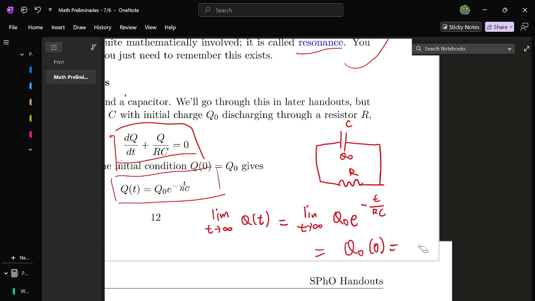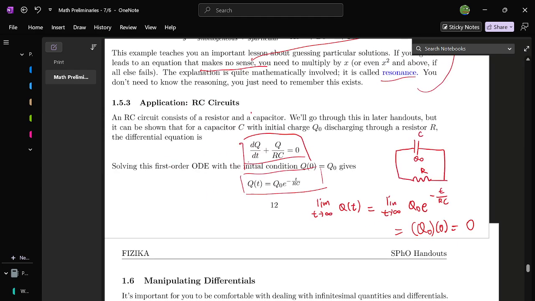And so the charge after a very long time is 0. And going back to your physical intuition, because the capacitor is discharging its charge in the circuit across the resistor, it makes perfect sense that after a very long time, all the charge on the capacitor is used up, and hence the charge is equal to 0. So this makes perfect physical sense.